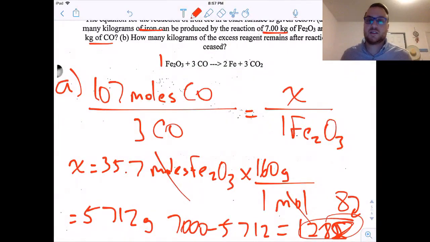And this was B. I should change this to B. Yeah, that's the limiting reactant.